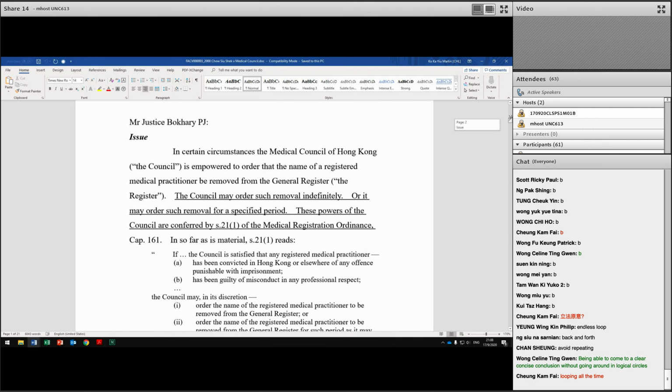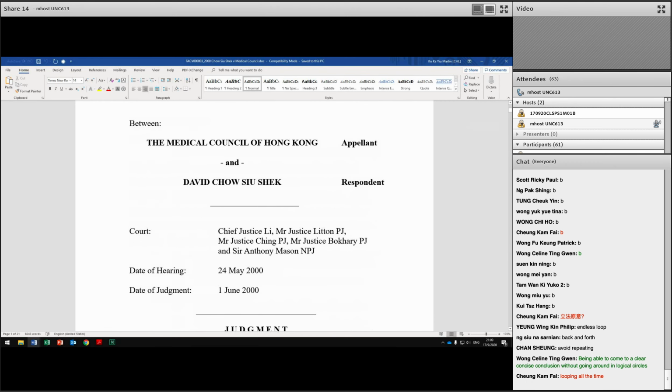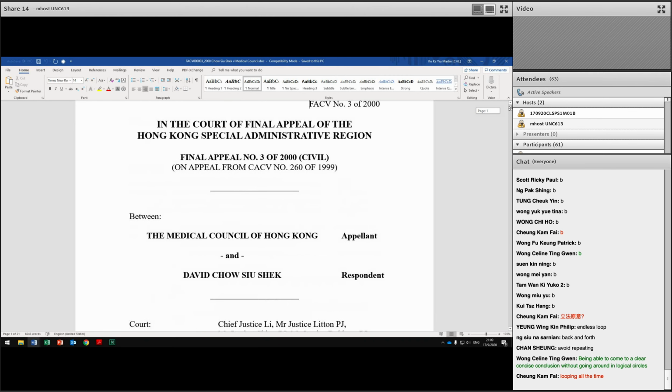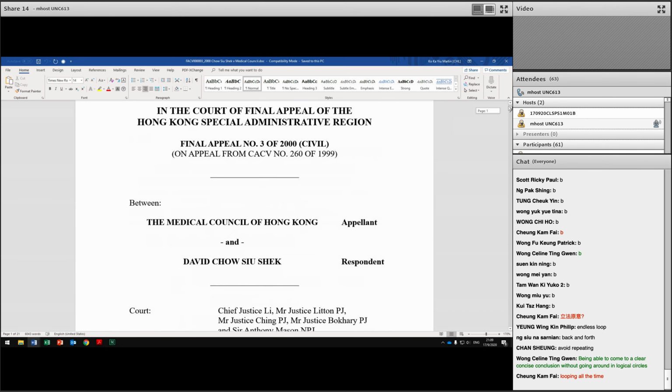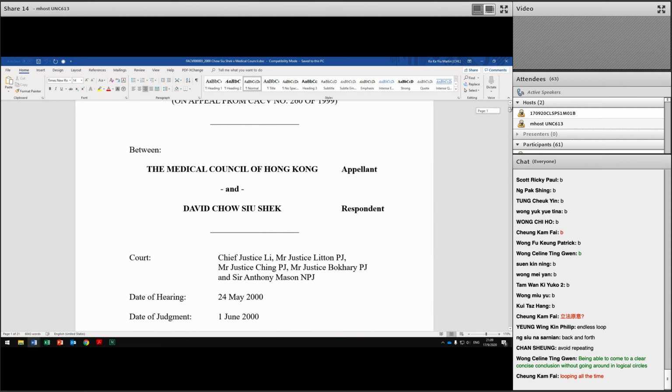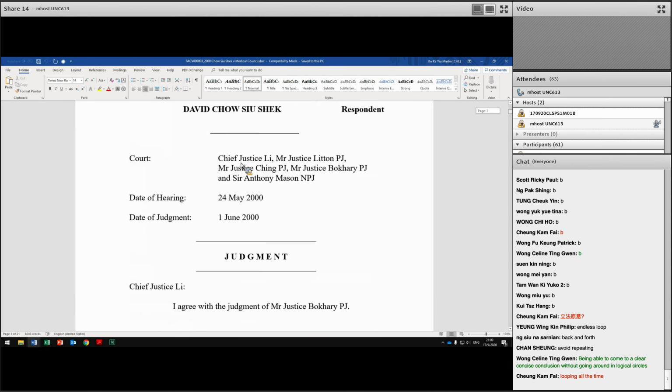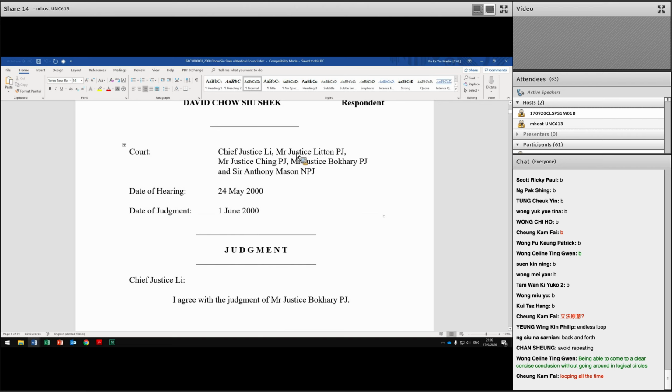So we can also see the judgment of Medical Council v Chow, a CFA case. It's a civil appeal, so we have the CFI, the CA, and also the CFA. Altogether, we have 5 judges: Justice Li, Litton, Ching, Bokhary, and also Mason.